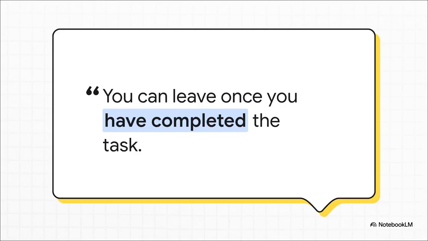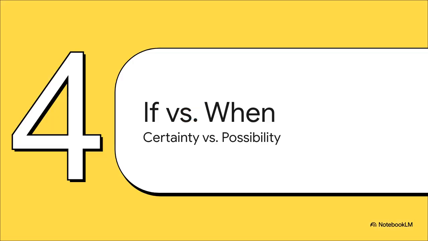This example nails it. You can leave once you have completed the task. See how powerful that is? Using have completed leaves no room for doubt. It's a clear sequence. First, the task must be totally finished. Only then, after it's done, can you leave. It's a non-negotiable condition.